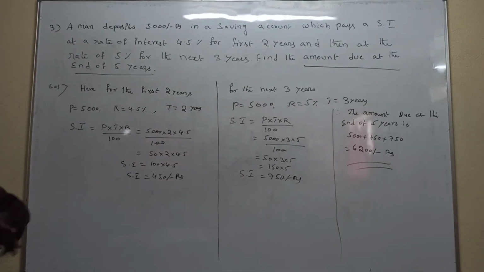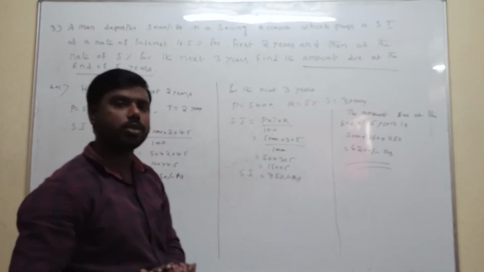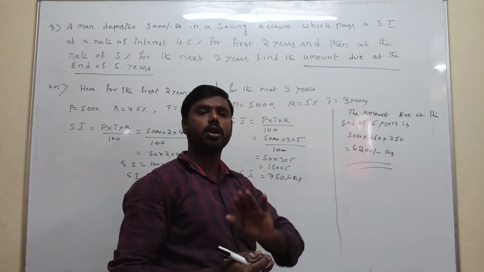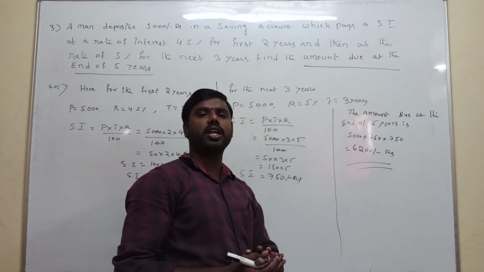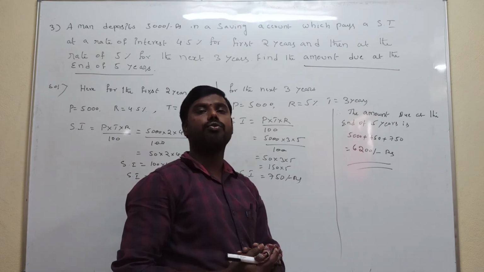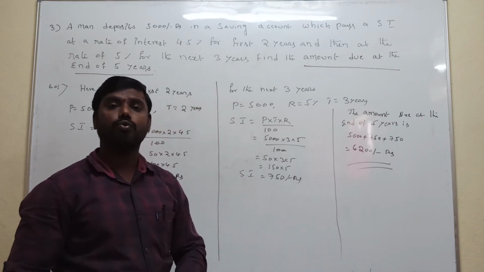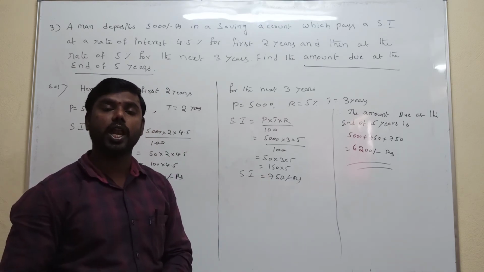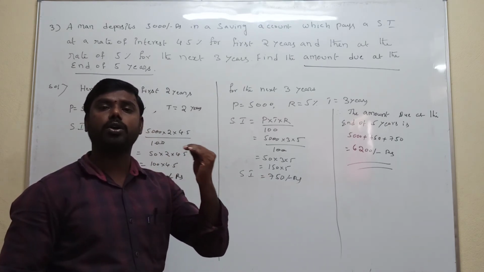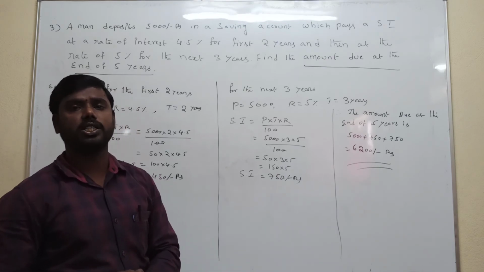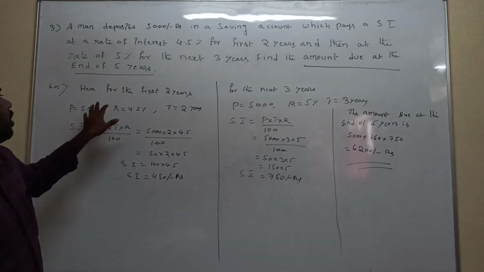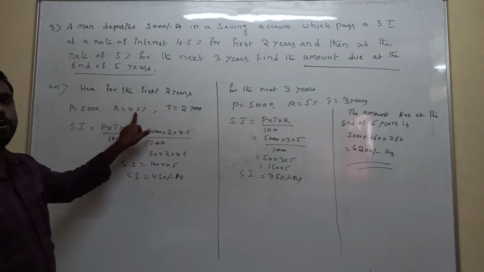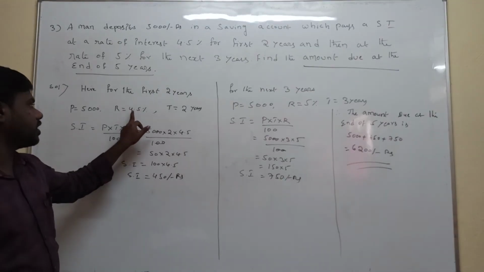Everyone understood? One person deposits 5,000 rupees in a savings account. The first 2 years rate of interest is 4.5%. For the next 3 years the rate of interest is 5%. What are they asking? Find the amount due at the end of 5 years. That's why in case one, for the first 2 years, they give the rate of interest as 4.5%.